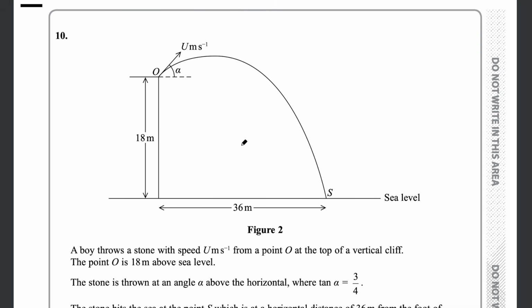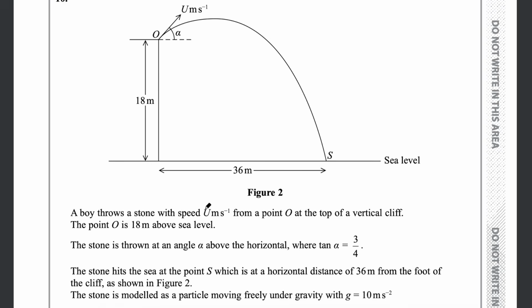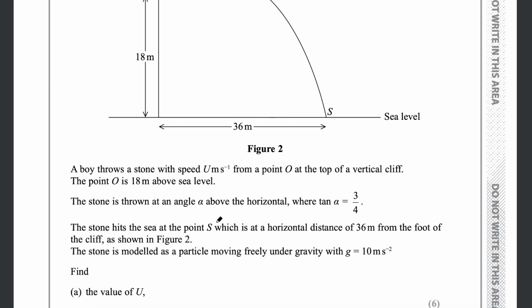It starts with a diagram and it says a boy throws a stone with speed u meters per second from a point O at the top of a vertical cliff. The point O is 18 meters above sea level. The stone is thrown at an angle alpha above the horizontal where tan alpha equals 3 on 4. The stone hits the sea at the point S, which is at horizontal distance of 36 meters from the foot of the cliff, as shown in figure 2. The stone is modeled as a particle moving freely under gravity with g equal to 10 meters per second squared. And part A says find the value of u, the initial speed.